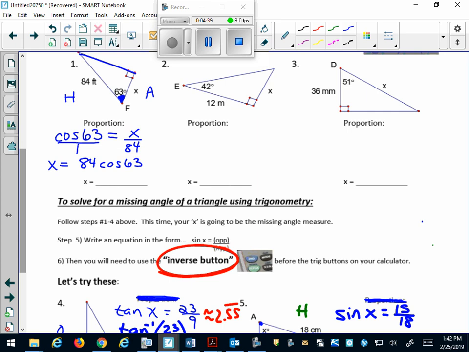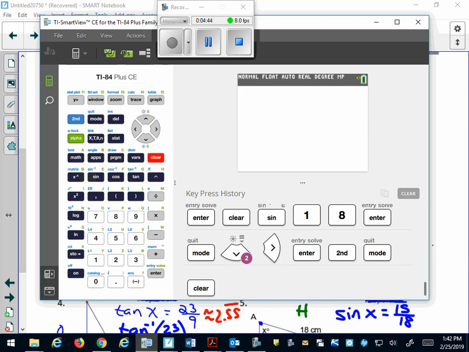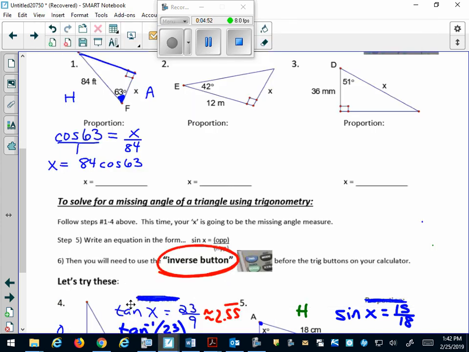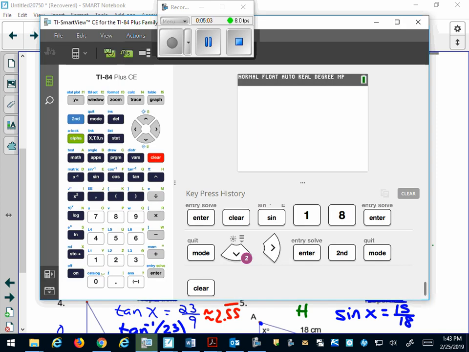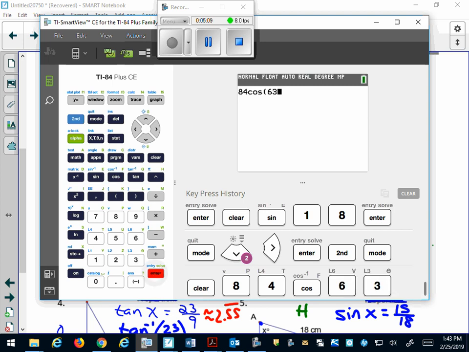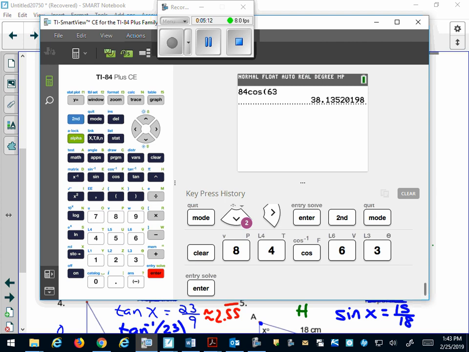Okay, so what we're doing on our calculator, there's two ways to do this. If you're careful and you get in the habit of writing this the way I did, 84 first, and then cos 63, so the whole number first and then the trig, you could put it exactly that way into your calculator. 84 cosine 63 equals. You don't even have to put a multiplication symbol if you do it that way. And it's 38.14. That's the length of the missing side.